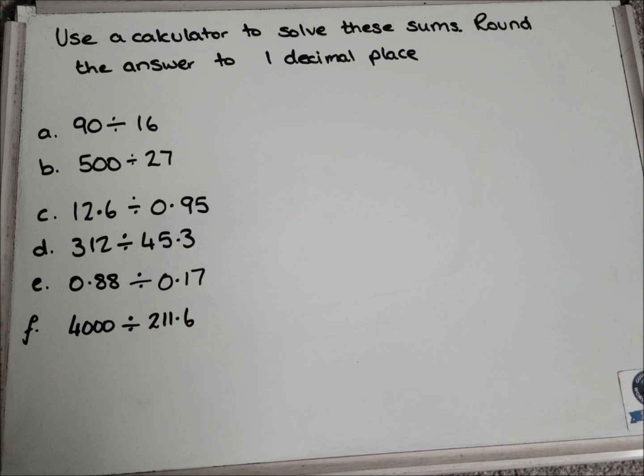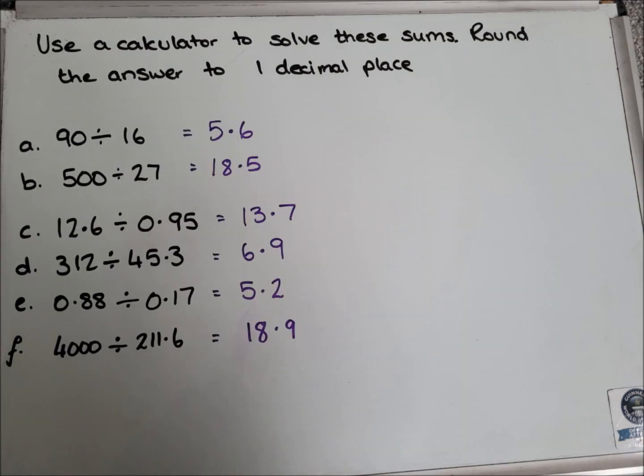Okay. So for the first answer, you should have got 5.6, and then 18.5, 13.7, 6.9, 5.2, and then 18.9 for those answers. If you got any of those wrong, it might have been maybe you typed the wrong thing into the calculator perhaps, or it could be a rounding issue, so just maybe double check and see what happened if you got any wrong. If you got them all right, well done, that's fab.